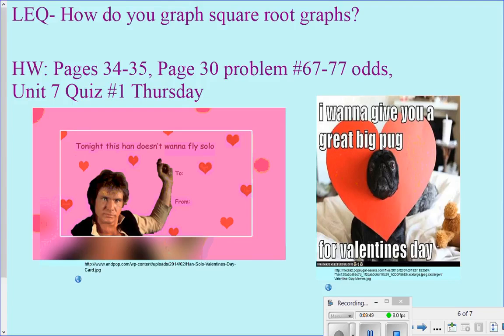Okay, so homework for tonight, pages 34 and 35, and page 30, problems 67 to 77 odds. Next week you'll have a quiz on Thursday, and remember you could have another exponent timed quiz anytime, so keep practicing those and get ready for another exponent timed quiz.